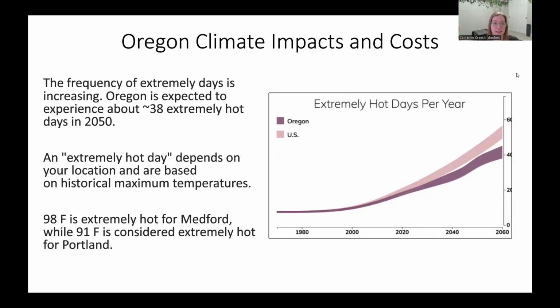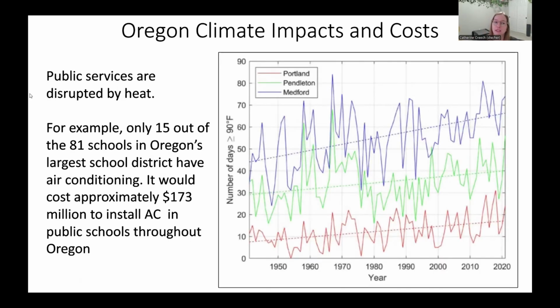Thinking about hot days, the frequency of extremely hot days is increasing, and Oregon is expected to have 38 extremely hot days in 2050. An extremely hot day is a quantifiable measurement, so it's based on your location and your historical max temperature, so it's not the same everywhere. For example, 98 Fahrenheit is extremely hot in Medford, but in Portland, the city, 91 is considered extremely hot.